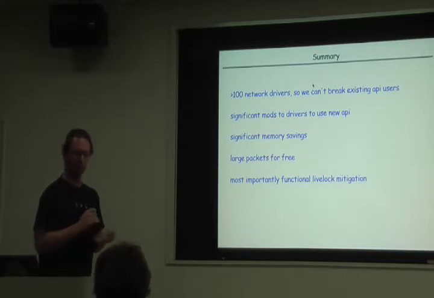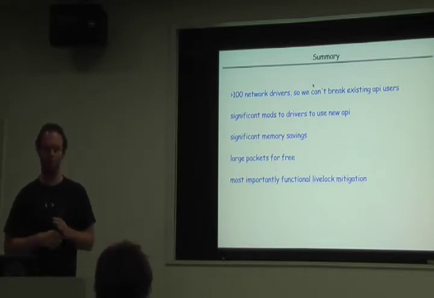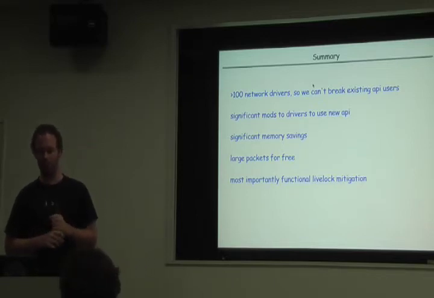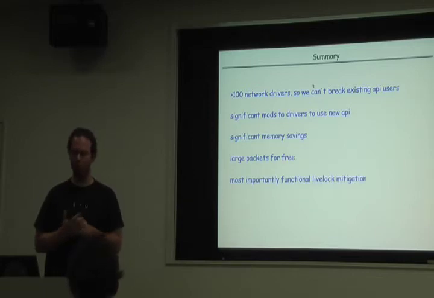The problem with it is we can't switch all the drivers over in one go, because there's hundreds of them. We have 100 of them, and we can't do the work in one fell swoop. So the previous API, mclgeti, still exists. All 100 of the network drivers still use it to a large degree. The other problem is, because of the heuristic that you have to keep the RX ring filled, there are significant mods to the drivers to use the new API.